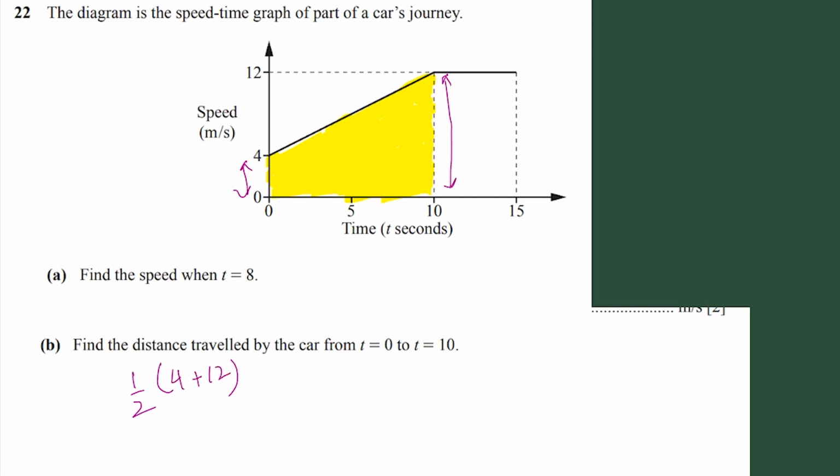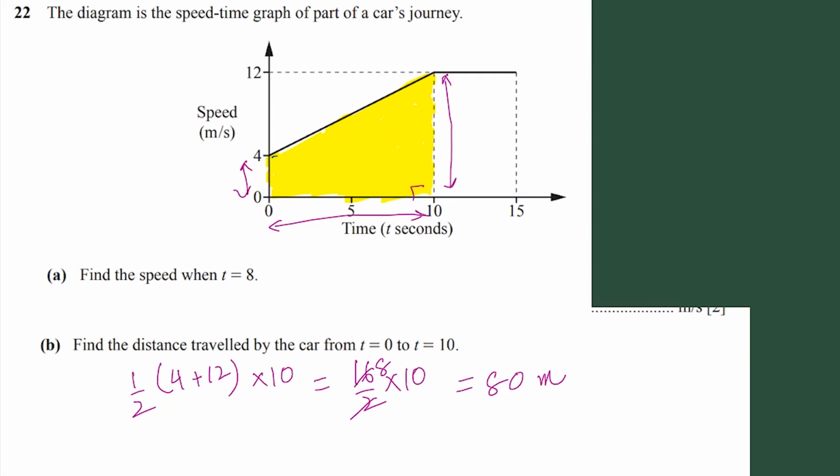And then the perpendicular distance between these two parallel lines will be 10. This one, multiply by 10. 4 plus 12 is 16, over 2, times 10 is 80 meters. 80 meters is the distance covered from t0 to t10.